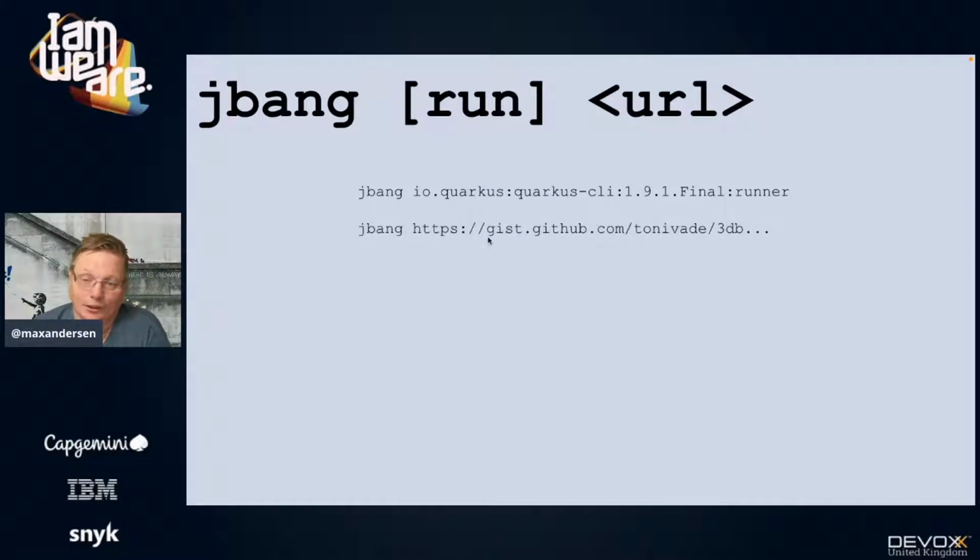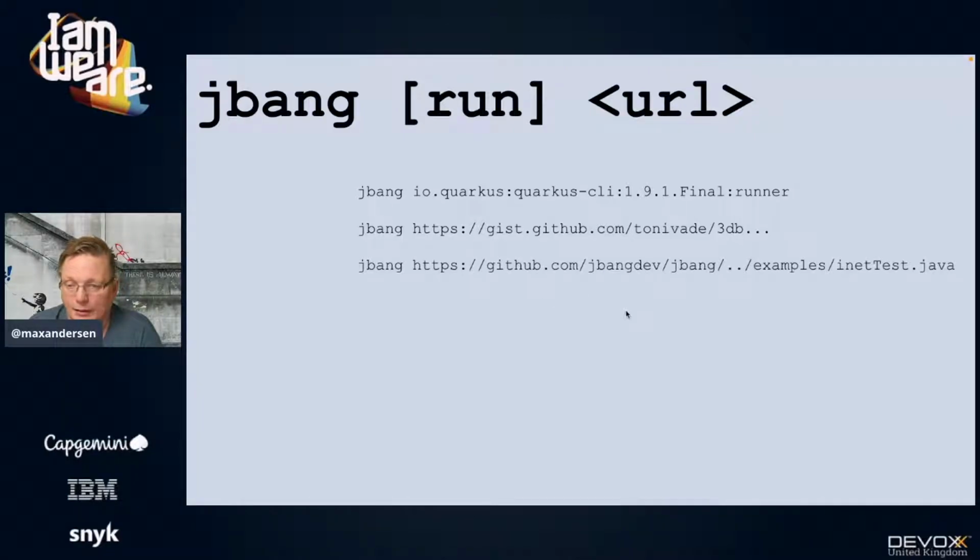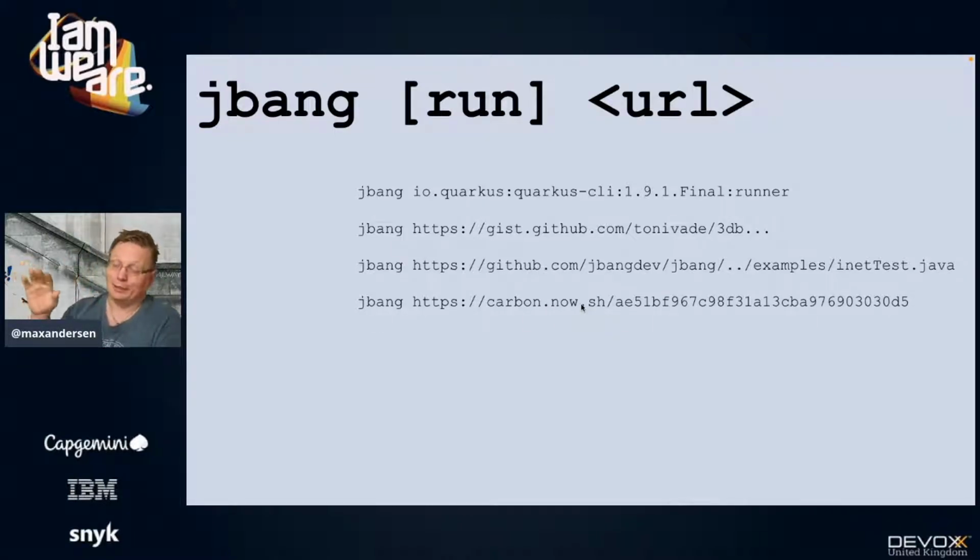You can run a gist. So you can just upload code to a gist, and JBang will extract the right code and run it for you. Same thing with GitHub, or if you're into Carbon now, this nice little rendering thing that can print code. JBang will understand that URL too. I even had Twitter support at some point, just for fun, but unfortunately Twitter removed their access, so you can't look at public statuses anymore without having JavaScript, which is a bit of overkill.